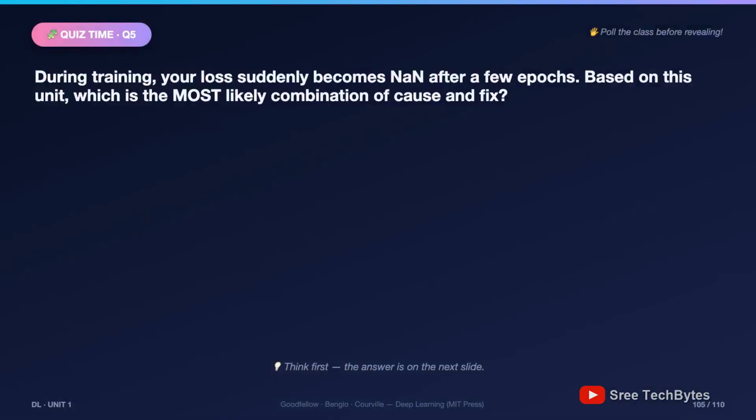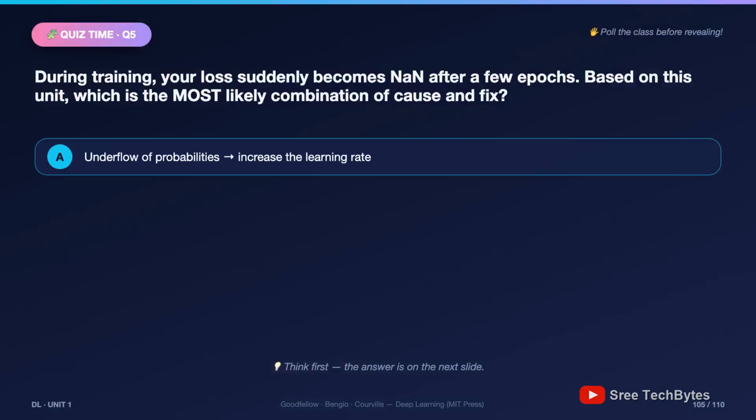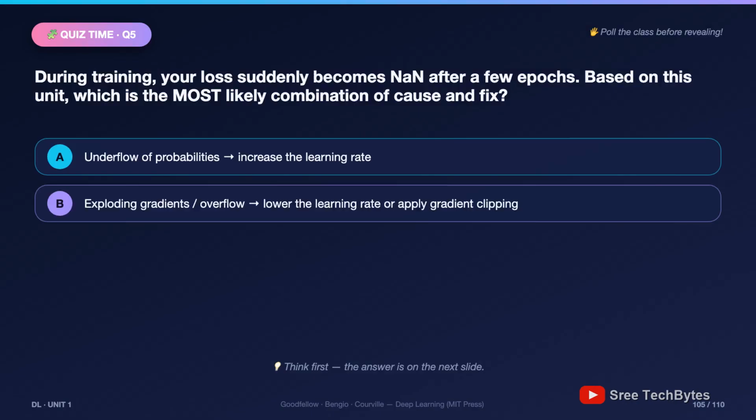The final quiz, and it's a practical one. This is the question you'll face in real life, probably at an inconvenient hour. During training, your loss suddenly becomes NaN after a few epochs. Based on this unit, which is the most likely combination of cause and fix?